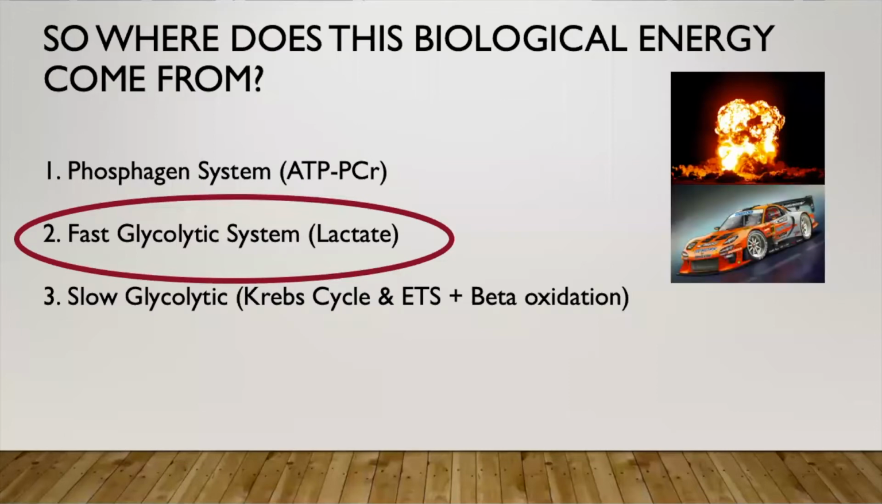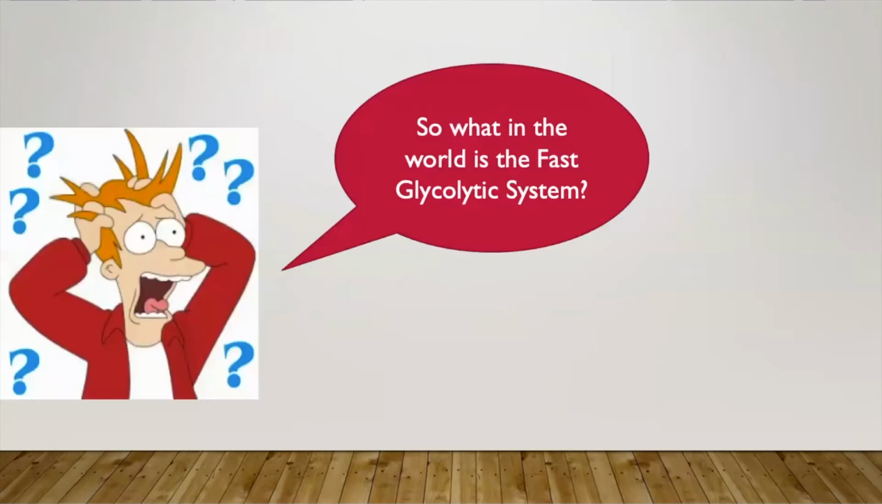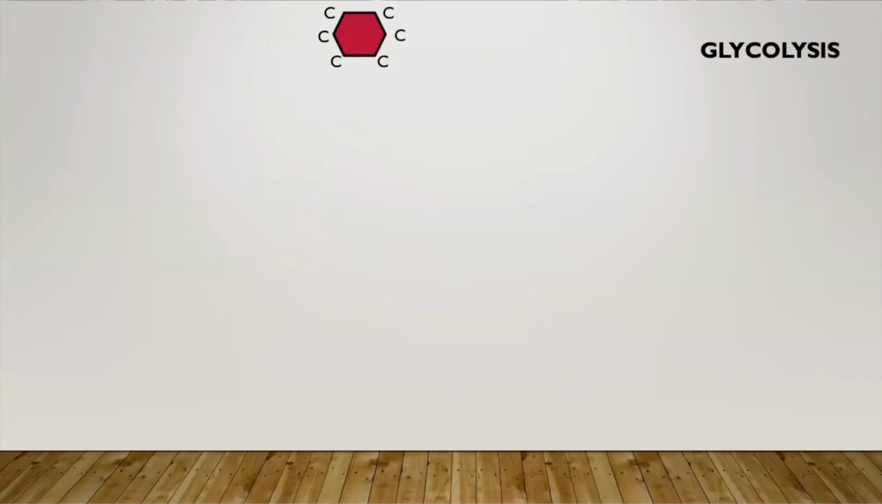And I'm going to use the analogy here of a car, a race car, high use of fuel, a lot of power, but not nearly as much power as you would have in an explosion. So at this point, you're probably saying, what in the world is the fast glycolytic system? We're not going to go into it in a great deal of depth. I just want to highlight a few points.